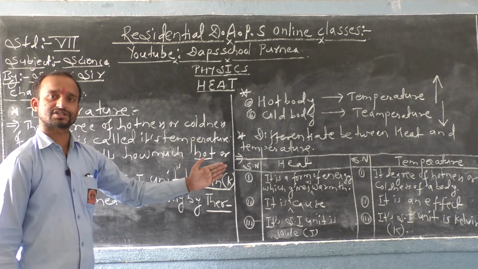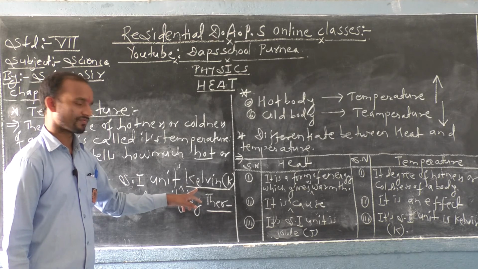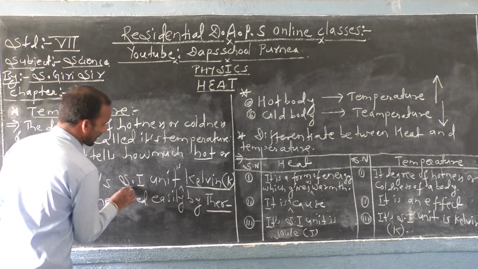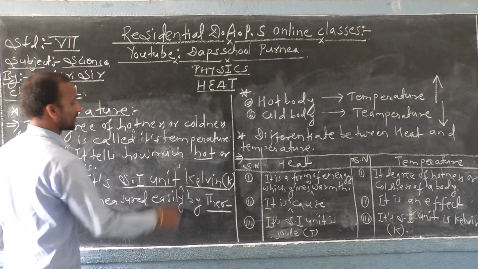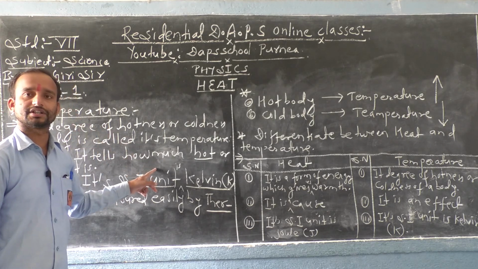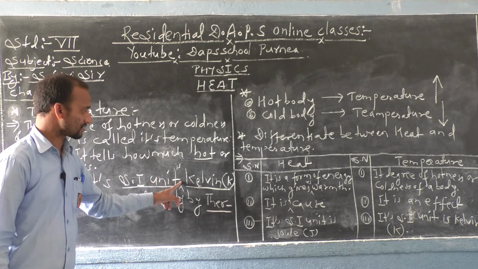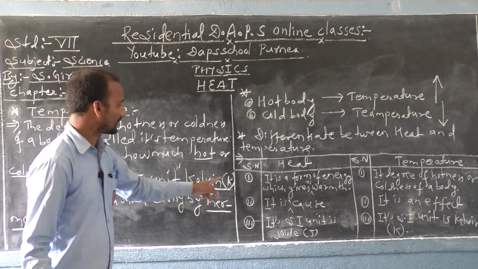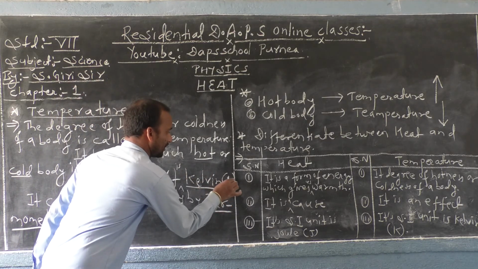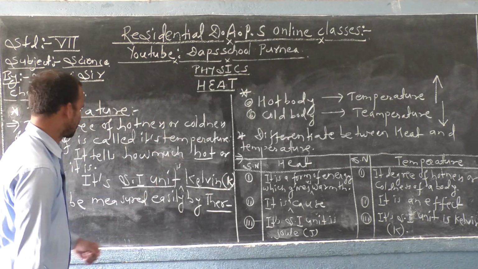Degree Celsius is named after Celsius, degree Fahrenheit after Fahrenheit, and Kelvin after Kelvin. These are the names of scientists, but in the International System of Units we take Kelvin as the SI unit for temperature, not degree Celsius or degree Fahrenheit. Remember, we write degree Celsius and degree Fahrenheit, but we don't write degree Kelvin. We just write capital K. You can see here, we don't write degree K. That is the trend to write the different scales.